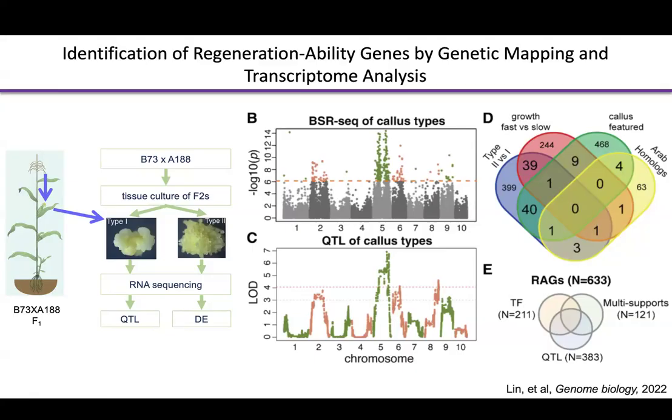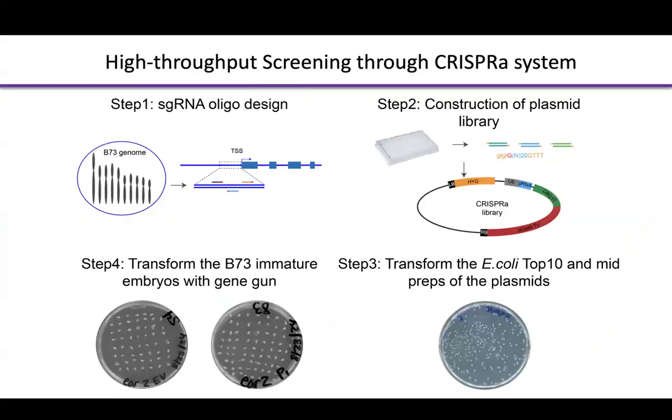So here we are using the CRISPRa method for our high throughput screening. Our design is based on the B73 genome. For each candidate gene, we design three gRNAs and compare them. We construct a gRNA library and then deliver our CRISPRa components into B73 immature embryos using the gene gun shooting method. Why are we using B73? B73 is one of the most hard or recalcitrant lines to be induced for callus induction, let alone regeneration of the whole plant.